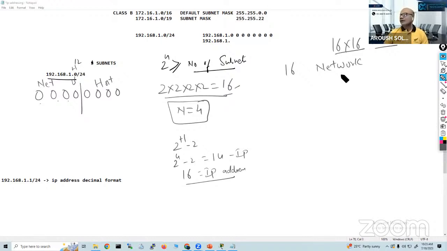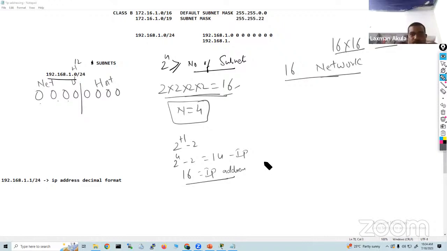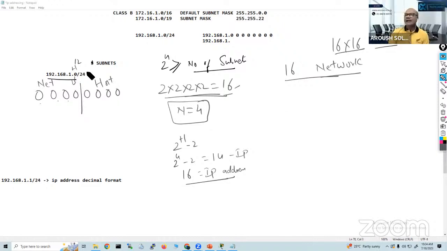Now, this is the question for you guys. If this is the calculation they did, you'll get 16 networks, and in each network you'll get 16 IP addresses. Actually 14 assignable IP addresses, where we can connect desktops, laptops and servers. So now, what could be my CIDR value? What could be my CIDR value? This is the CIDR, right?